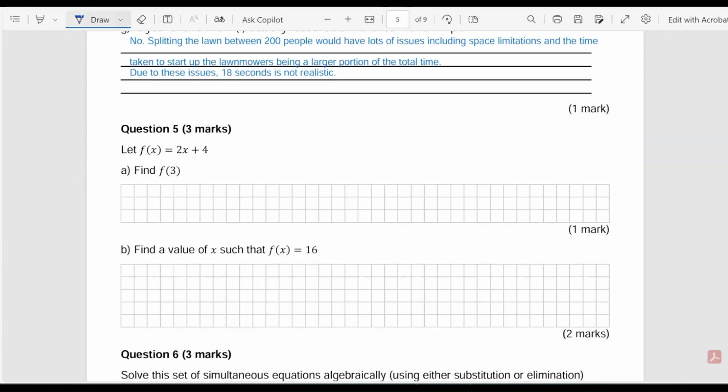All right, so f of 3 for this one. So f of 3, what this means is that you do 2 times 3 plus 4. So you plug in 3 for the x value, you get 10. Find x such that f of x is 16. So f of x is 16, and f of x is 2x plus 4. So 2x plus 4 is 16. So 2x is 12. So x is 6.